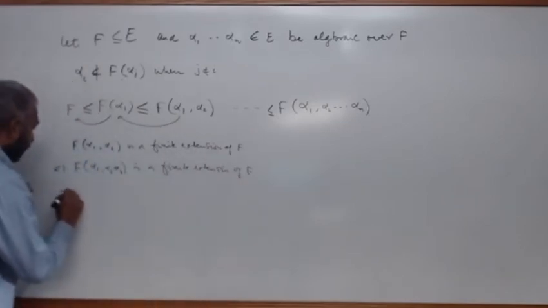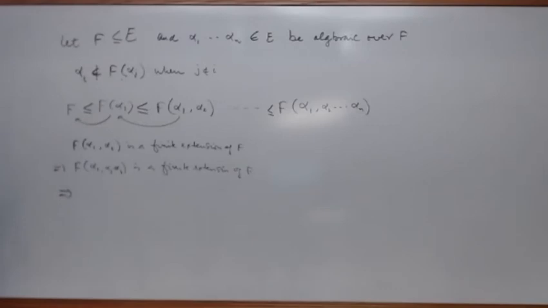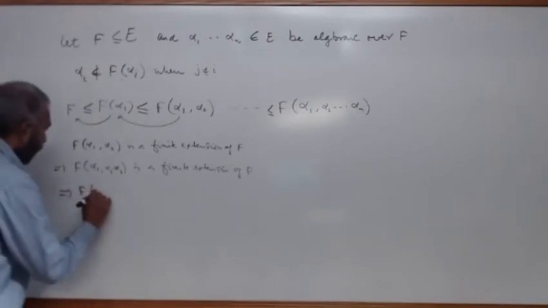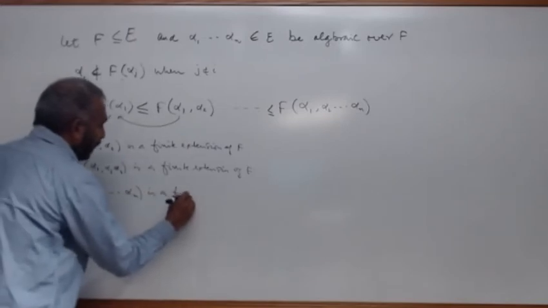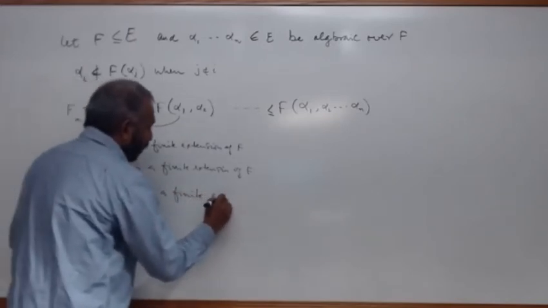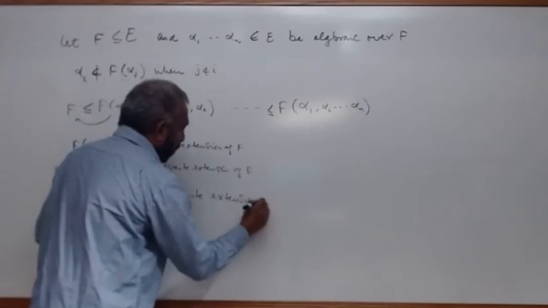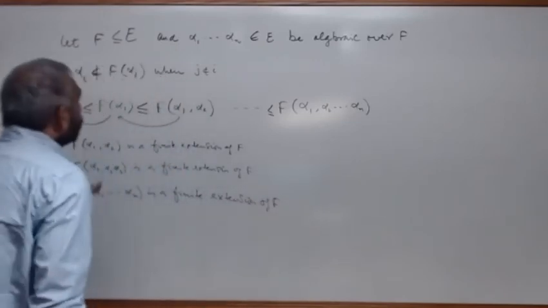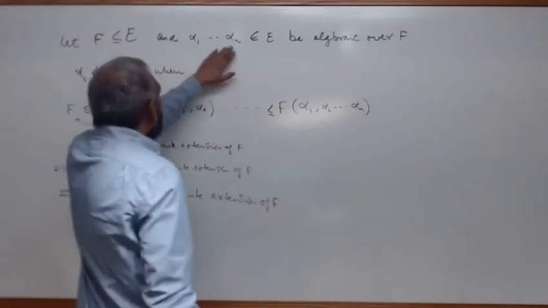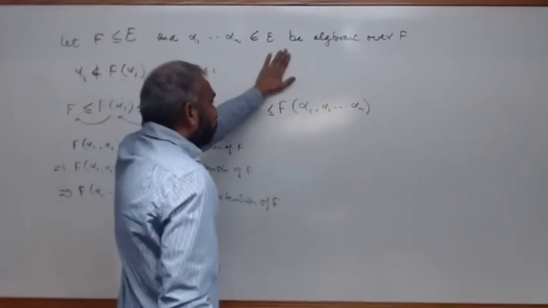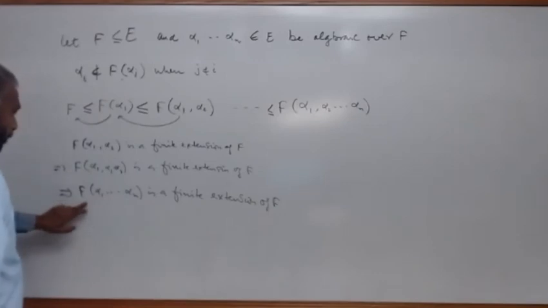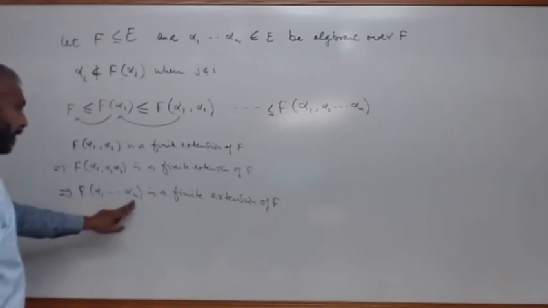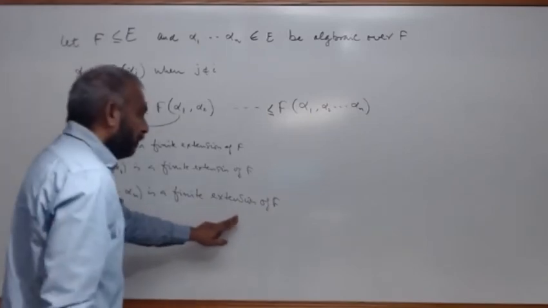So we have F of alpha 1 to alpha n is a finite extension of F. So if alpha 1, alpha 2, etc., alpha n are algebraic, then F of alpha 1 comma alpha 2 comma alpha 3 to alpha n is a finite extension of F.